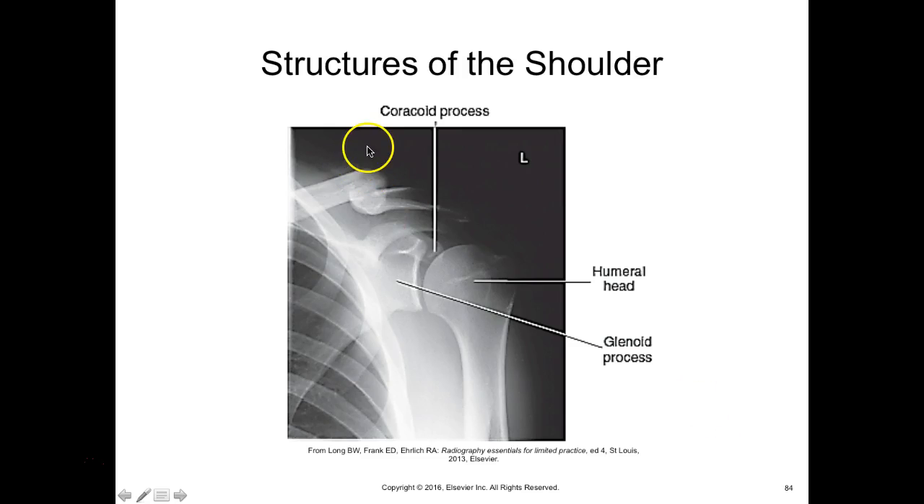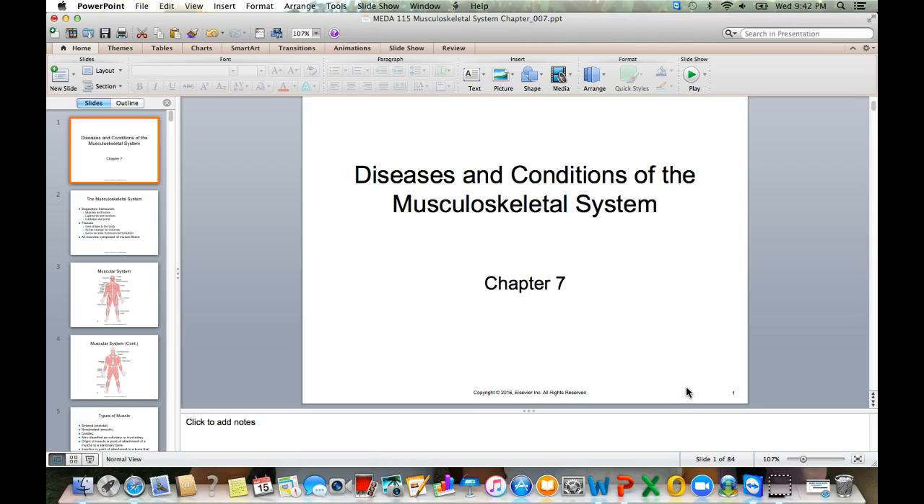All right, so this is just showing the structures of the shoulder. We have the coracoid process here, humeral head, and then the glenoid process. This is where the humerus fits right in here. All right, so that is it for the diseases and conditions of the musculoskeletal system, Chapter 7.